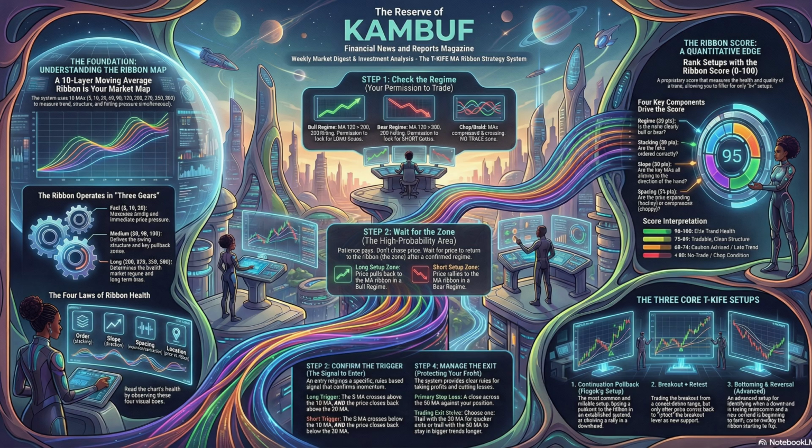Our mission today is to really understand how you can move from just feeling the market, from gut predictions, to implementing a rigorously defined structural framework. We're going to expose the whole T-KIFE blueprint. I mean, everything from the technical specs of their unique 10-layer moving average ribbon all the way to the precise rules for execution and risk. And the core promise of this system is really just one word: structure.